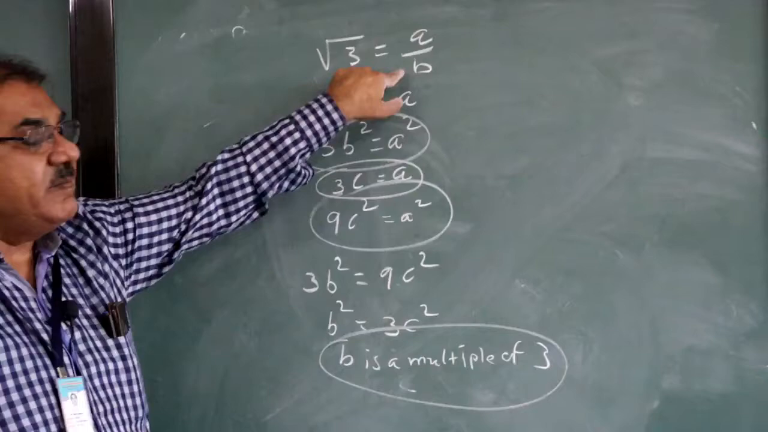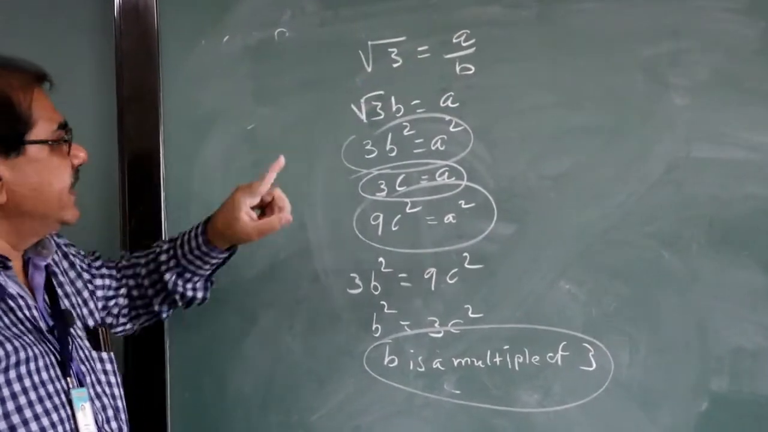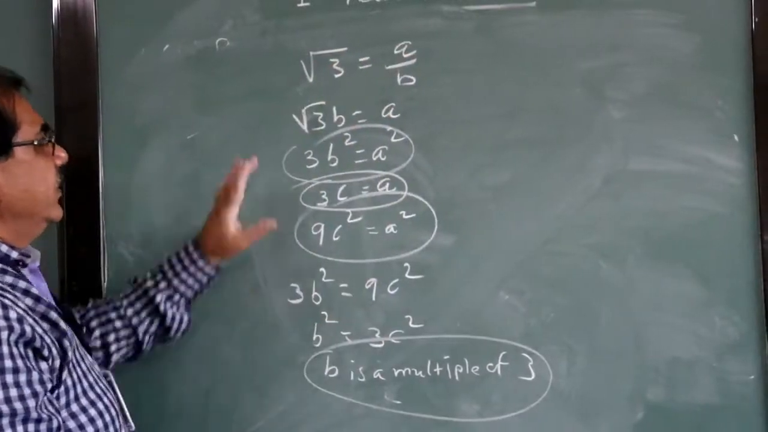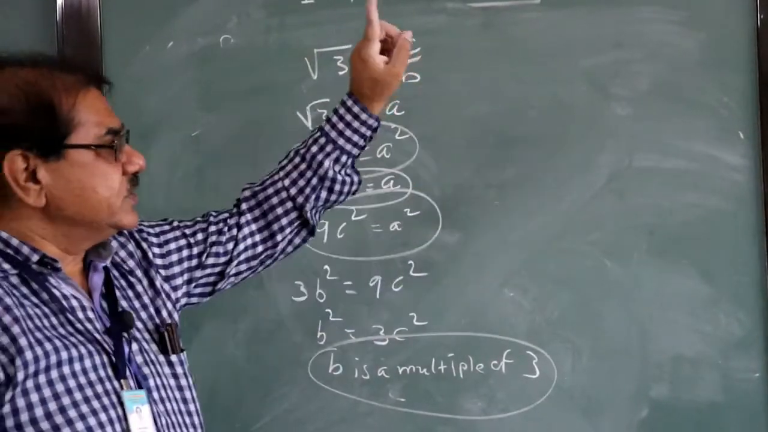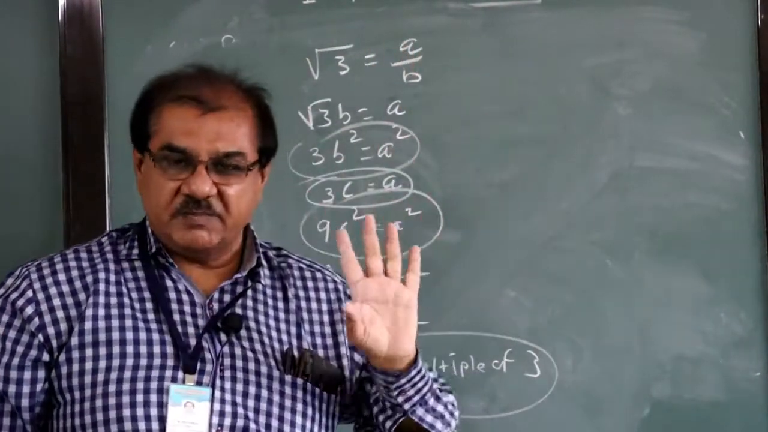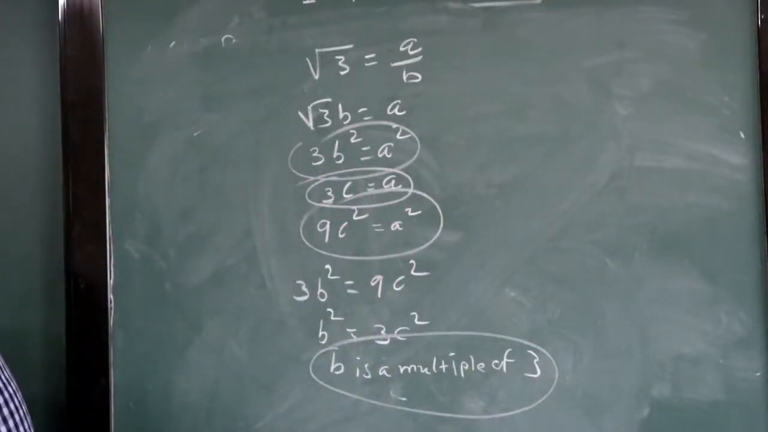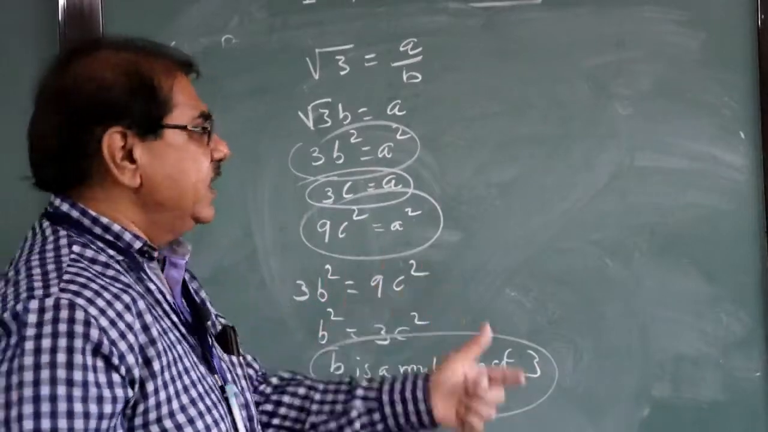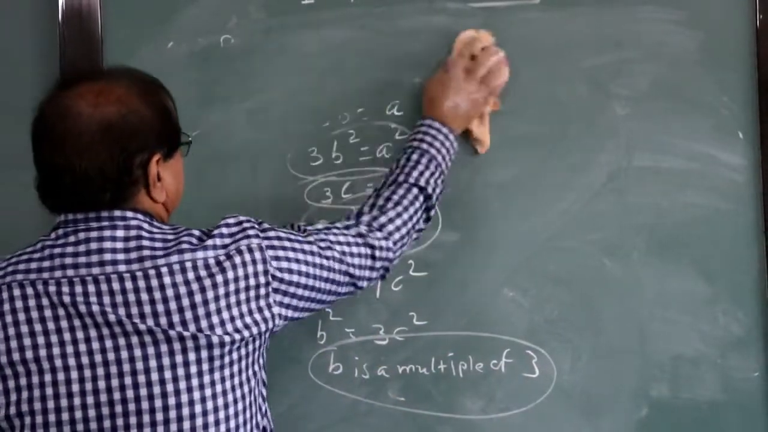So how can I say A and B are co-prime? So our assumption is wrong, that we assumed root 3 is a rational number. So root 3 cannot be a rational number. So root 3 is an irrational number. So this is how you can give the proof for root 2, root 3, root 5, root 7 to be irrational numbers.